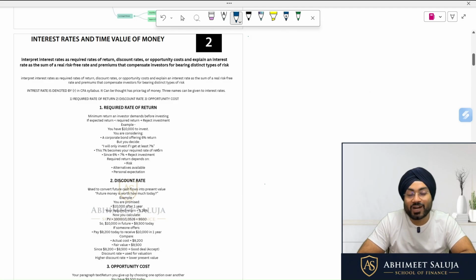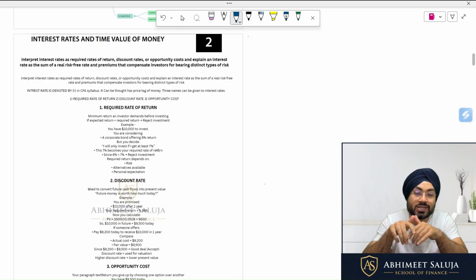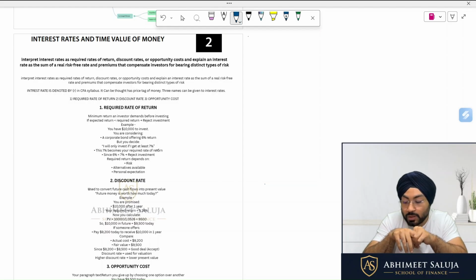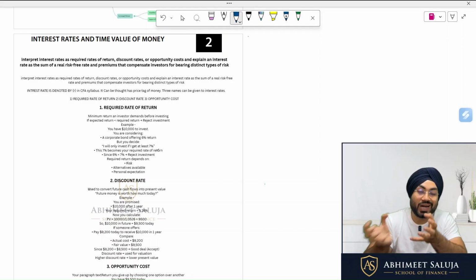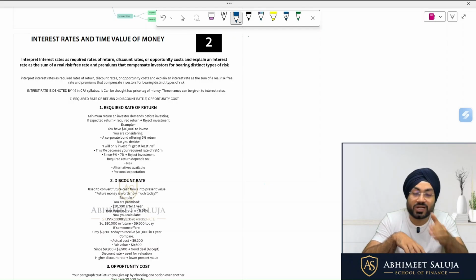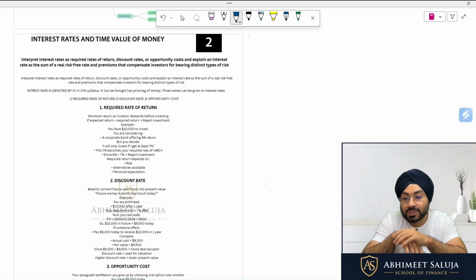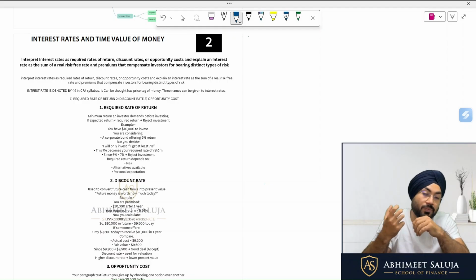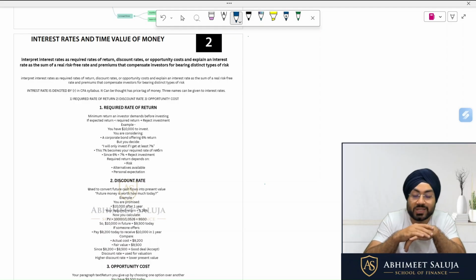Okay, so let's just start with our second LOS, interest rates and time value of money. Let's see what we are going to study in this LOS. Interpret interest rate as required rate of return, discount rate, or opportunity cost. Interest rate can be viewed by three broad names: required rate of return, discount rate, or opportunity cost. This is what we have already studied. I've already explained in the overview of the chapter.